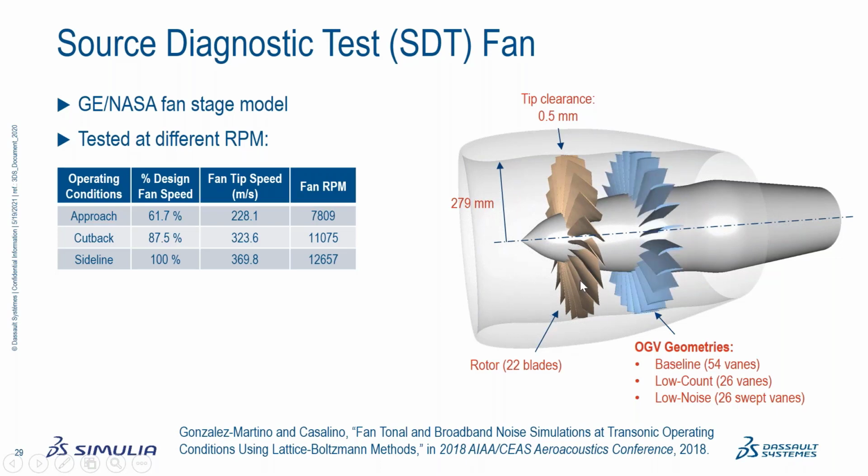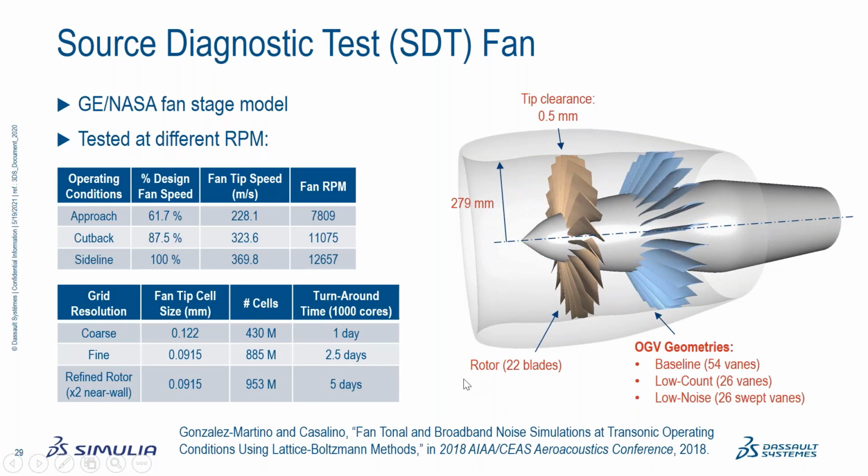The fan blades, we have 22. There are 3 different types of OGV geometry. For what I'm going to show you next, we are just showing you the baseline geometry, which is the 54 vanes, which is shown at this instance in time.